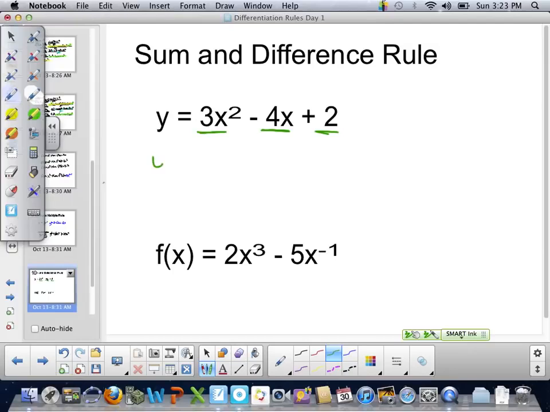So the derivative, y prime, the derivative of 3x squared, the 2 comes out front, 6x, minus, for the next function, the derivative of 4x. The derivative of x is 1, so that's 4. And the derivative of 2 is constant, so that's 0. And we can just leave that off.